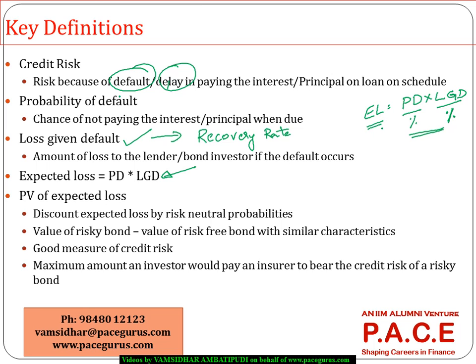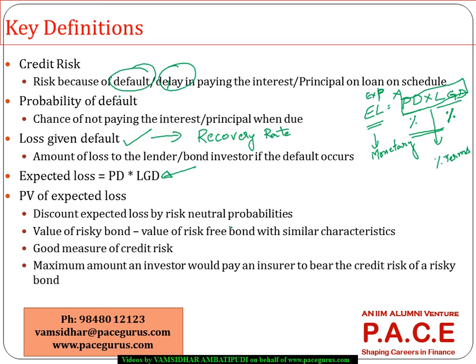expected loss. And if I multiply it with my total exposure, how much money I have lent, then it is the expected loss in monetary terms, in dollar terms. But if I take only these two quantities, then it is the expected loss in percentage terms. So I can express it as a percentage of the total exposure or as the dollar value of the total exposure, but that is what we call expected loss.